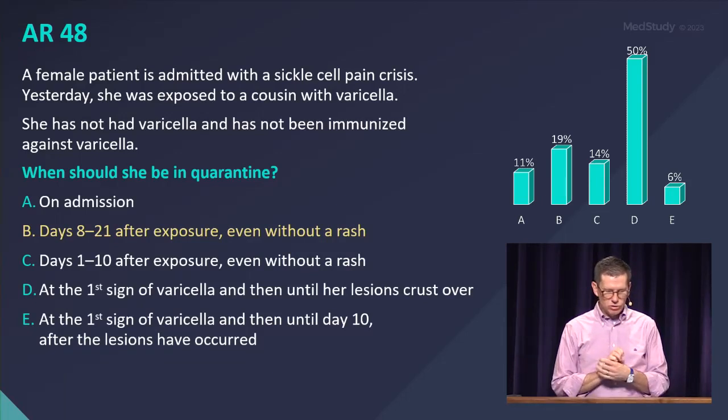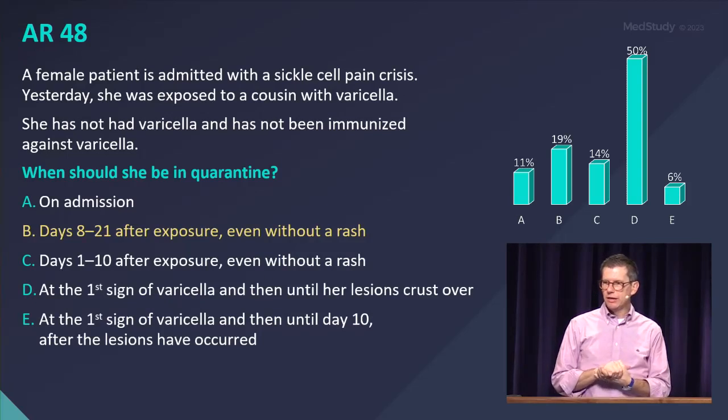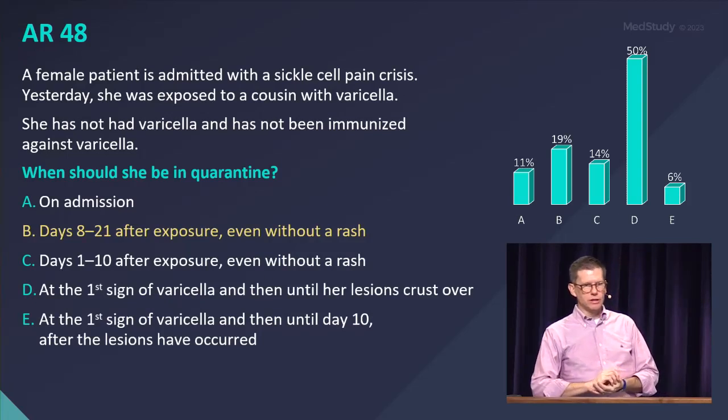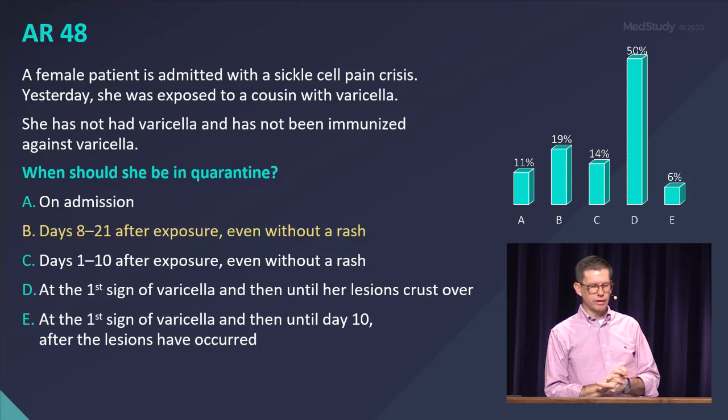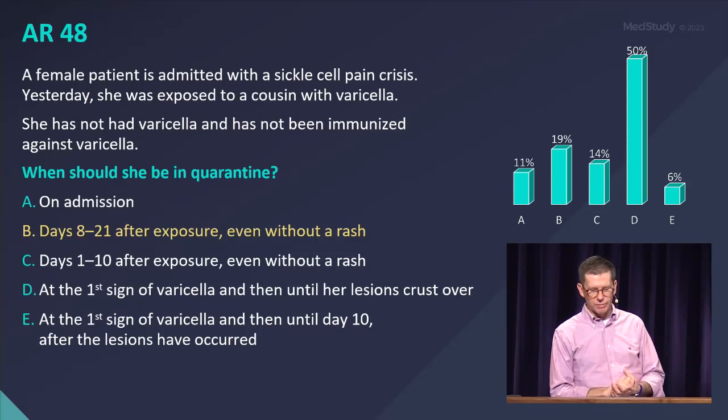All right, so day 8 to 21, even without a rash, right? So this is quarantine, not isolation. The answer D is really going to be when you have varicella or chickenpox, until the lesions crust over, you're contagious. So that's the difference between quarantine and isolation. I'm sure we all learned a lot more about quarantine and isolation since the pandemic started. So for this one, it's day 8 to 21 after exposure, even without a rash.